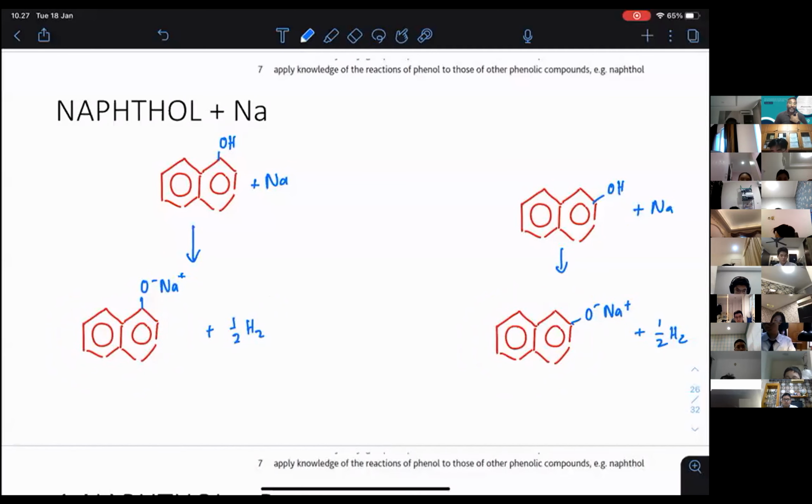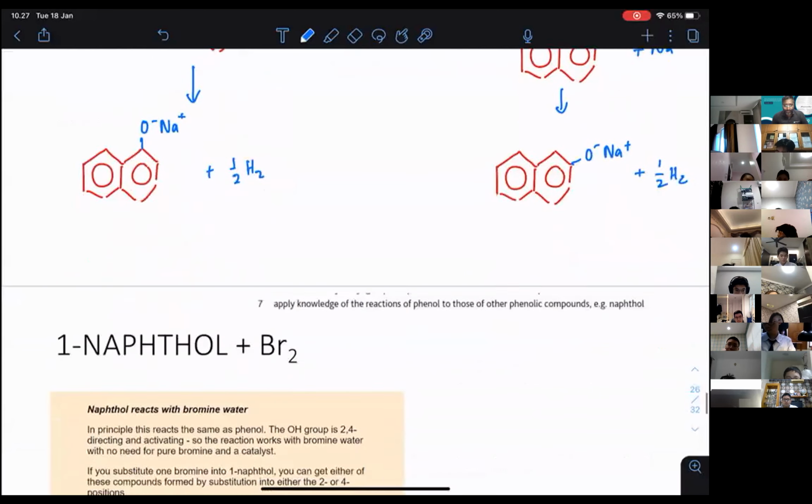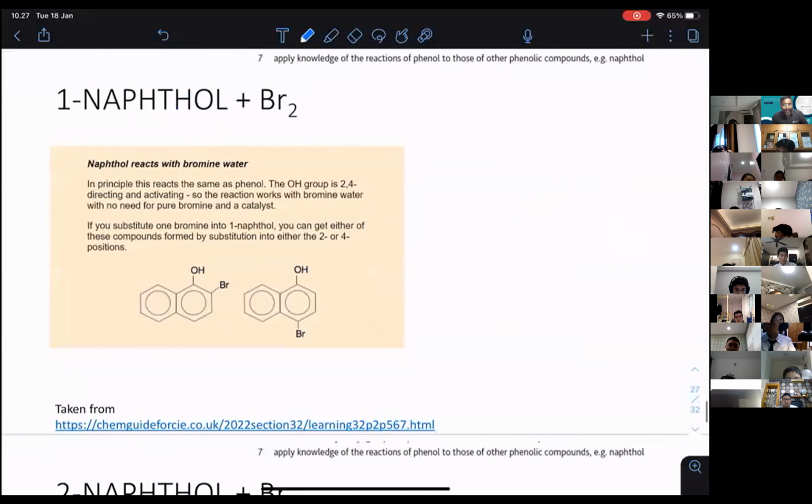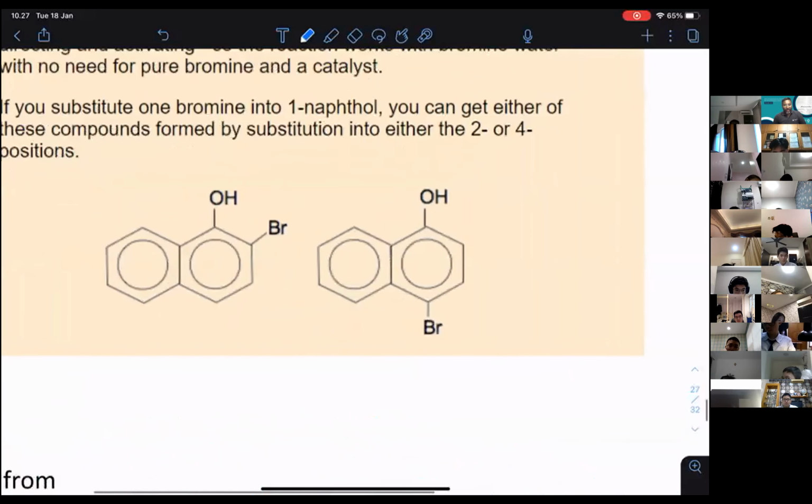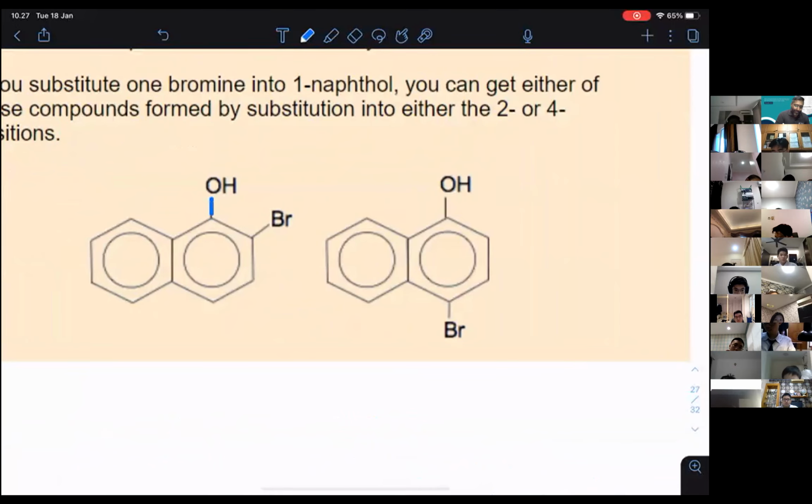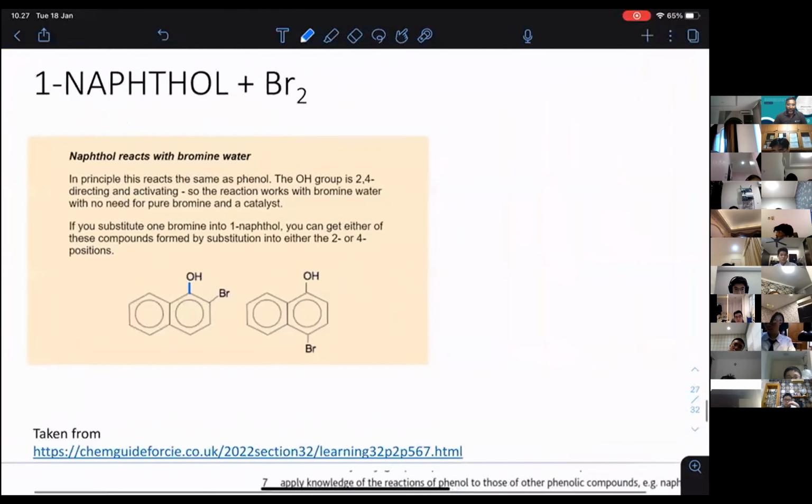Just the positions are different, yeah, and the way we draw. Okay, now the reaction of naphthol with Br2. This one, you see naphthol and Br2. This is position number 1. So you see, this is 1-naphthol.